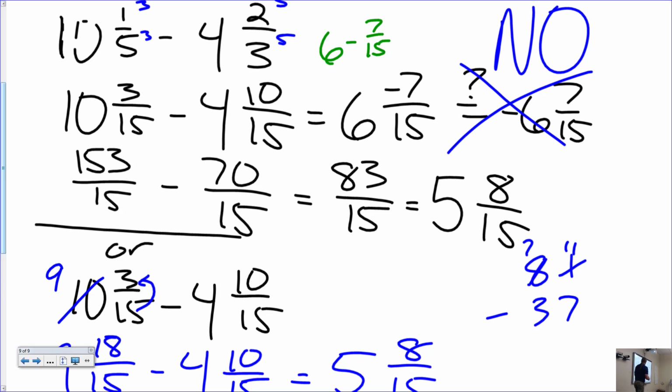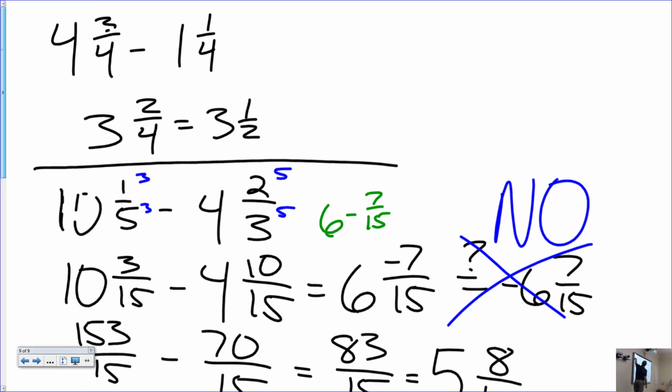All right, and again, whichever you prefer, borrowing or converting to improper, all good. Again, though, folks, my advice is convert to an improper first, because if it's nice, or get your common denominator first, if you can just subtract, just subtract. If the numbers are good, if you're not going to get a negative fraction, just do it. All right? That's nice. All right, so that's subtracting.